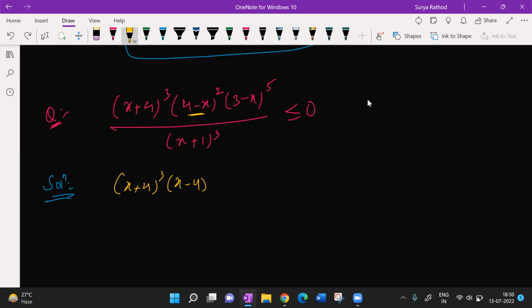It won't disturb my function. So it is even power, right? It stays the same. But you have odd power here, right? Odd power. So here the inequality changes. Why does the inequality change? Tell me.